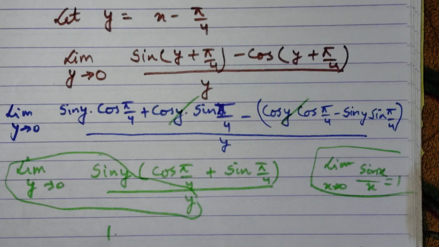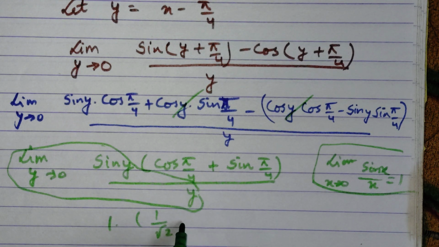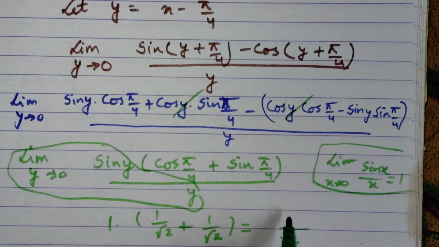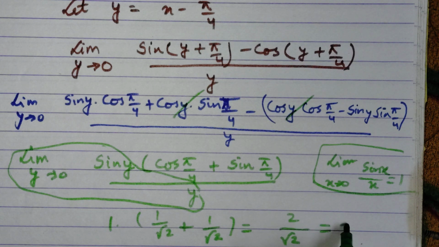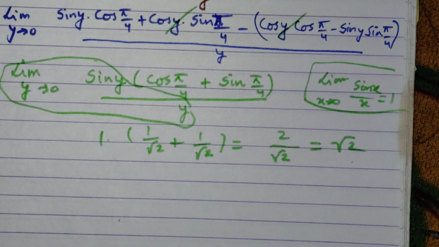So 1 into the bracket: cos pi by 4 is 1 by root 2, sin pi by 4 is 1 by root 2, taking LCM root 2 inside. So we get 1 plus 1, that means 2. 2 by root 2 will give the answer square root 2. This is the answer of this problem.